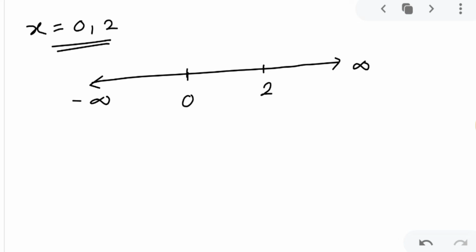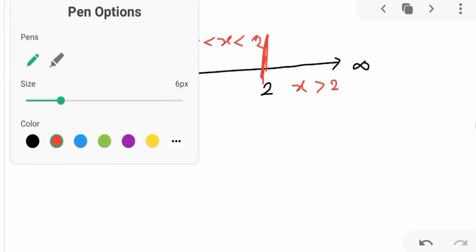Now I will check. I will get 3 regions. Either x is greater than 2, correct? And for this region x will be between 0 to 2. 3 regions will be there, no? Correct? This region, between this and this will be this side. x is less than 0, correct? So these 3 regions. For these 3 regions I will check for which region f dash x is greater than 0, less than 0, or what, okay?